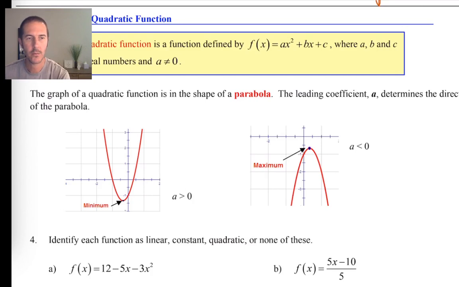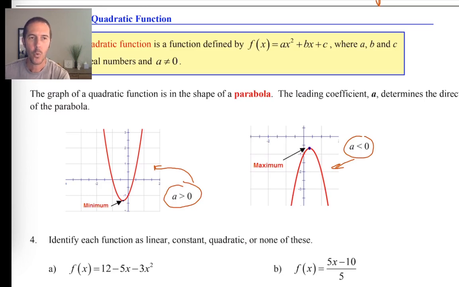The part of the function that tells you which way it's going to open is your a value, the leading coefficient. If it is greater than 0, then your parabola is going to be concave up. If your a value is less than 0, then your parabola will be concave down. When you're working with a parabola that's concave up, on the left-hand side here, the lowest point on that parabola is not only the vertex, but it's also called the minimum. And to the right, you see it labeled as the maximum.